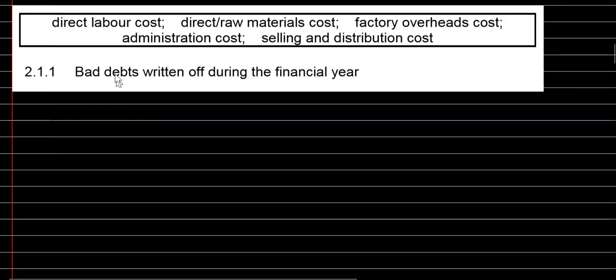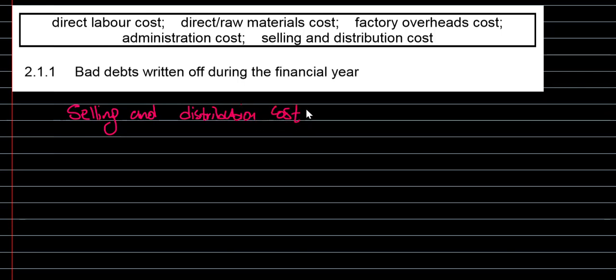The first one we said is bad debts. So let's go there. Bad debts written off during the financial year. So this one goes together with the selling and distribution cost. Let's write the selling and distribution cost. So this one, it's a bad debts written off.